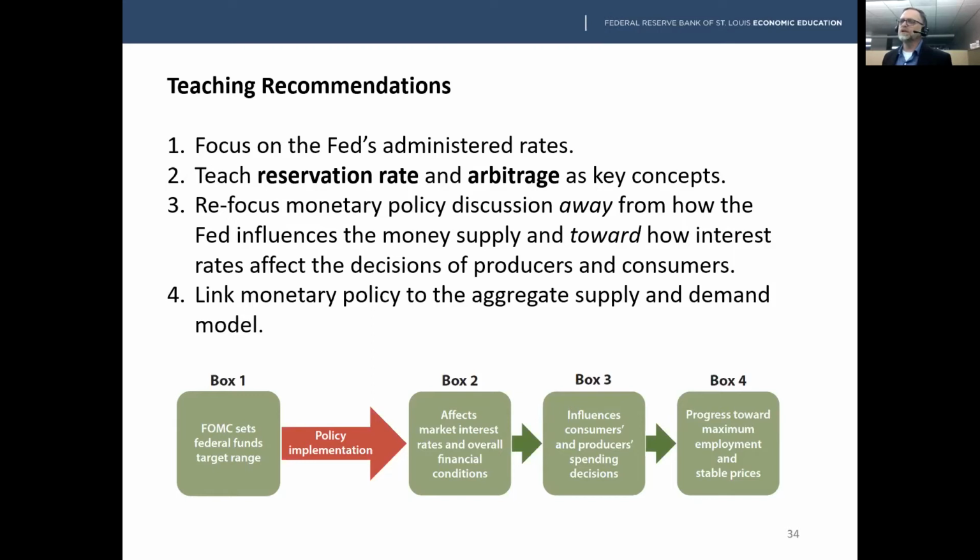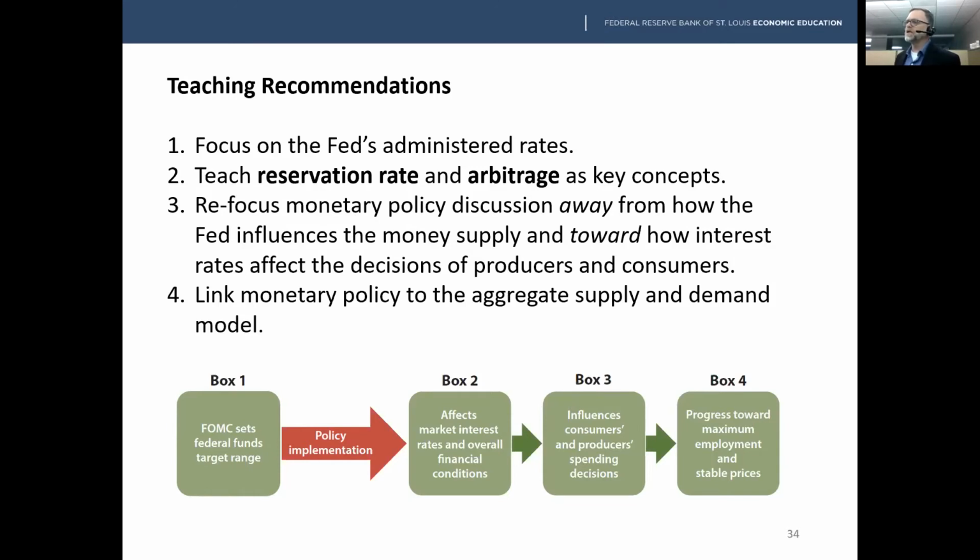You have box one, the FOMC sets the federal funds target range. This is the Fed conducting monetary policy. We make a distinction between the Fed conducting policy and the Fed implementing policy. So box one is conducting monetary policy, that's the FOMC setting the federal funds rate target. And then the red arrow is the implementation. This is where the Fed uses the tools. Most of our discussion in this presentation is about what happens with the red arrow, right? How the Fed implements the policy to steer the federal funds rate into that target range.